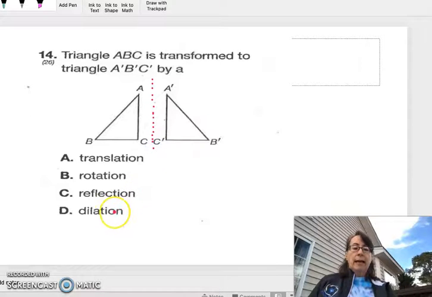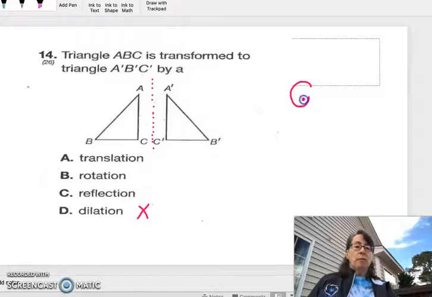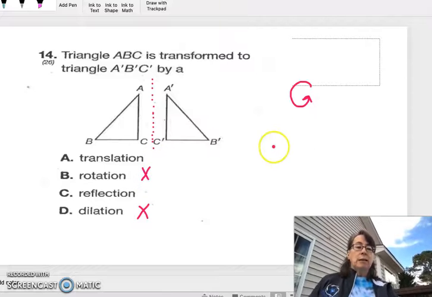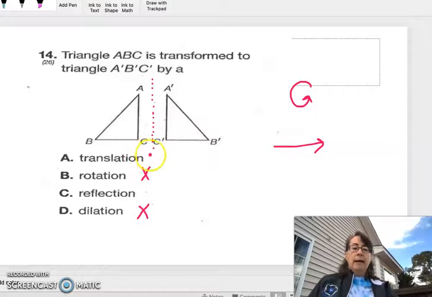Okay, so remember, dilation makes it greater or smaller in size, so that's not it. Rotation is when it spins around, and that's not what happened. Translation is when it just moves to a different place. Okay, that's not what's happening, because it's not the same as it moves, but it is a reflection.